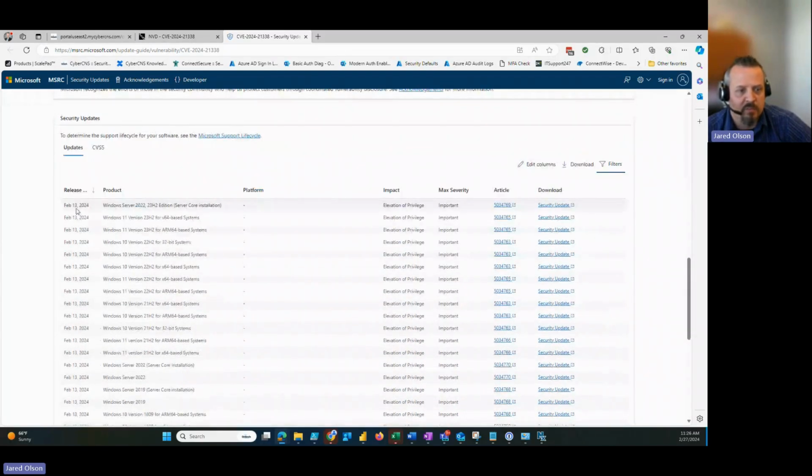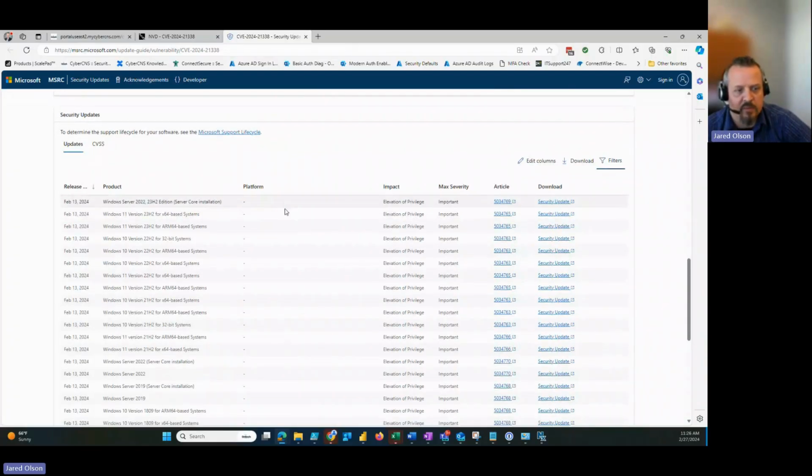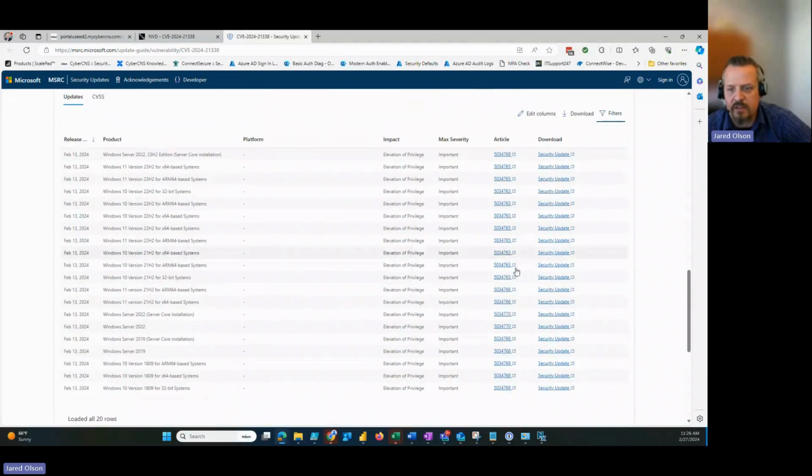So in here, it breaks down by operating system what the impact is, and these are elevation of privileges. So this is a pretty important update to be running, and there are links directly to each one of the versions of Windows, because we all have various versions running within our network that we need to be maintaining, whether that's servers, desktops, laptops, etc.